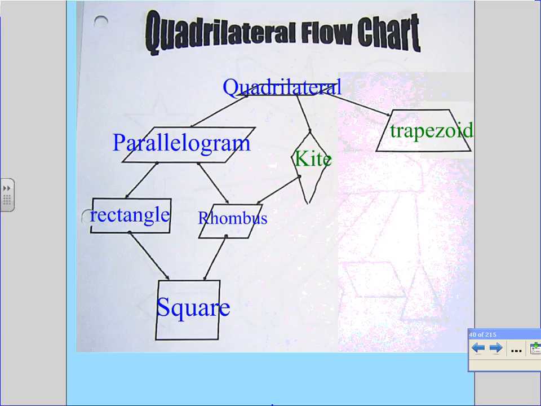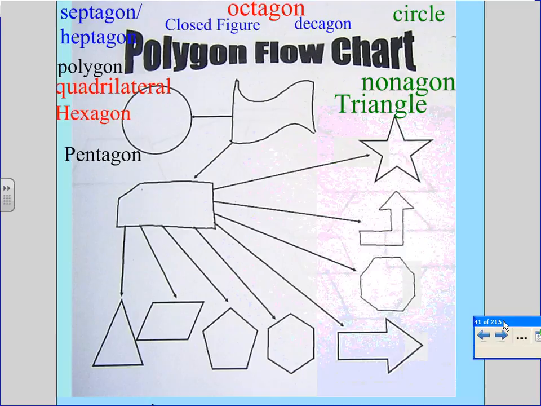Okay, flip over to the polygon chart. So this one's kind of cool. On the back of that is the polygon flow chart. Today we are going to talk about circles. So if I can find my circle, go ahead and write circle in the circle.